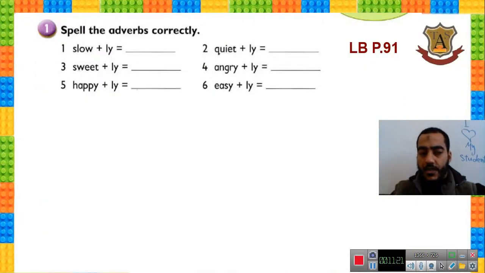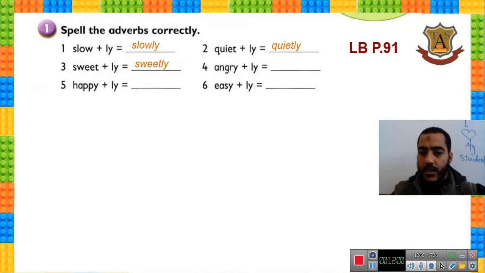Yes, now open please page 91, language book, your language book page 91, please, fast. And answer this question. Very good, very easy. Number one, slow plus ly becomes slowly. Two, quiet. Say it quiet. Don't say it quiet. Quiet, okay? Quiet plus ly, quietly. Sweet plus ly, sweetly.